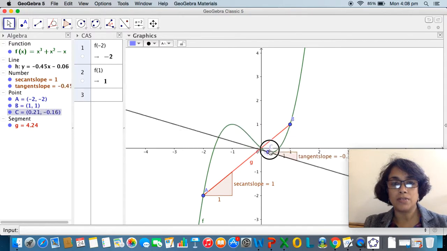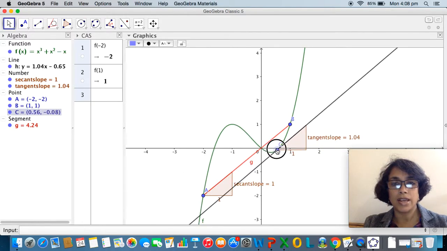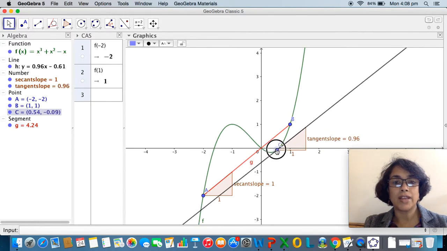And if we bring it to the other side, again I have a position somewhere where the tangent is parallel to the secant and the slope of the tangent is close to 1. So there are 2 points within the interval minus 2, 1 where the tangent will be parallel to the secant joining the points A and B.